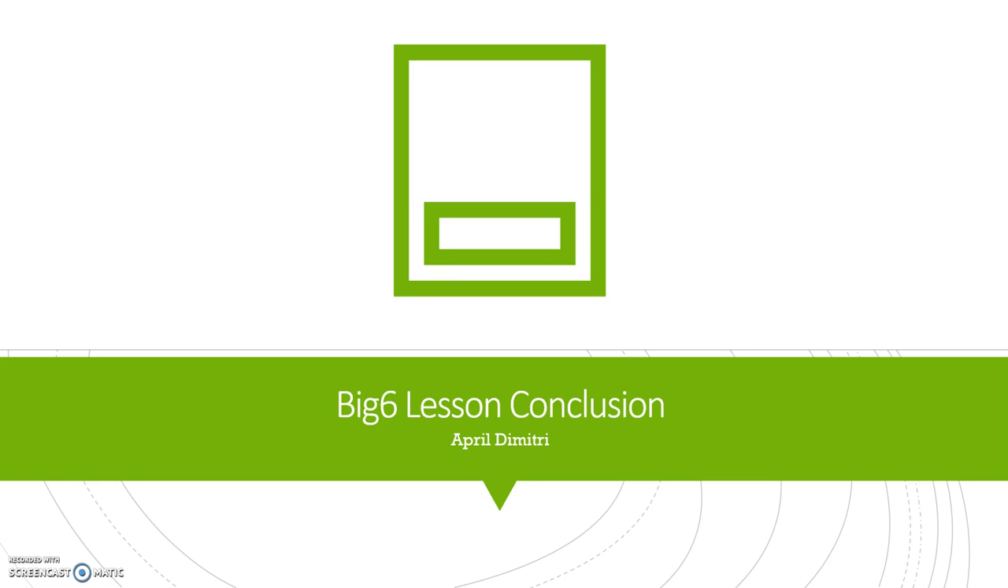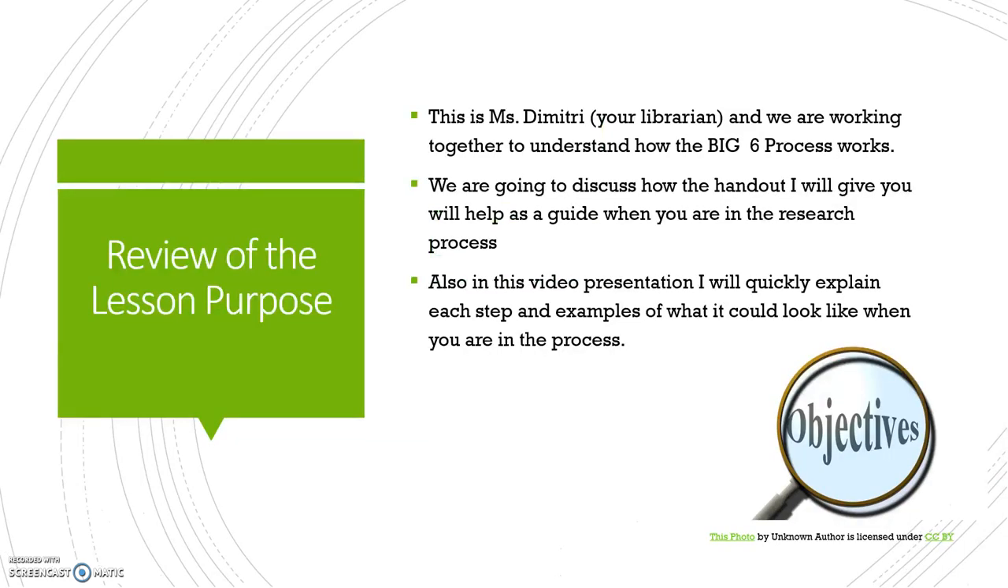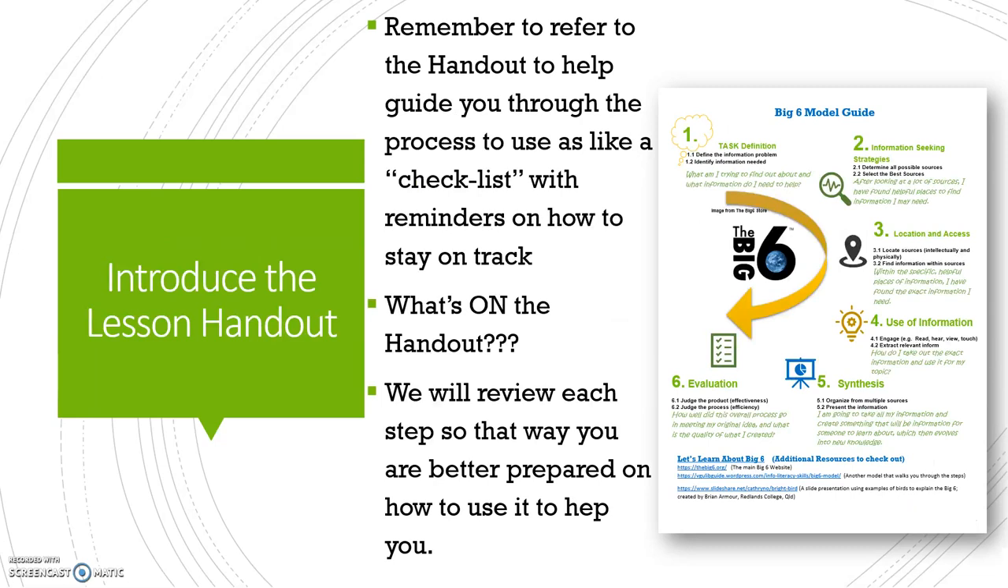You've gone over the online Big 6 lesson, you've done your quick quiz, and you've seen some videos and other resources to get you familiar with it. Now, in this presentation, we're going to go over the handout that your teacher will give you, which will help guide you through the research process. I'm going to give you some examples of each step. Remember to refer to it because it's like a checklist of reminders on how to stay on track, because it's very easy to get off track and get stuck. So this is what it looks like.